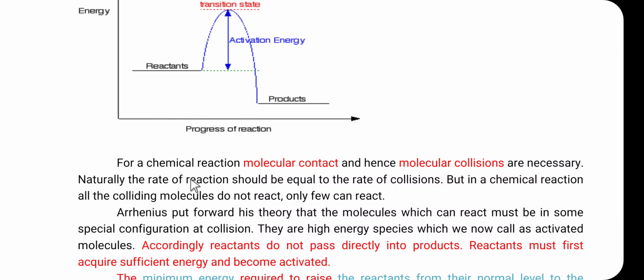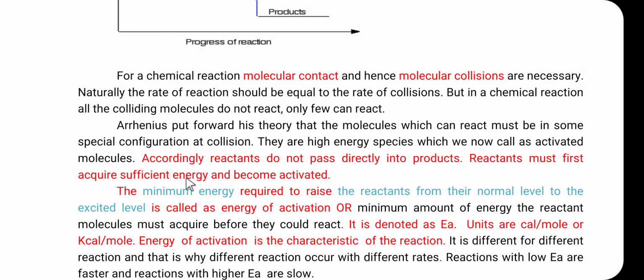As per Arrhenius, for a chemical reaction, molecular contact and hence molecular collision are necessary. Naturally, the rate of the reaction should be equal to the rate of collision, but in actual practice, in a chemical reaction, all the colliding molecules do not react, only a few can react. So, as per Arrhenius, reactants do not pass directly into the products. Reactants must first acquire sufficient energy and become activated.